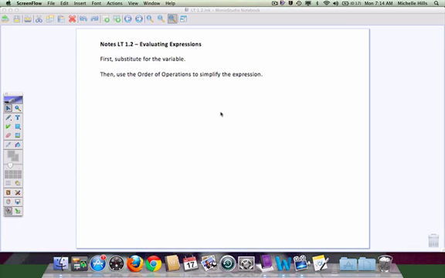Now today we're going to be evaluating expressions that have a variable in them where they tell us the value of the variable. In your first step, the only thing you should do is to substitute for the variable. After that, it just becomes an order of operations problem like we did in the previous learning target.